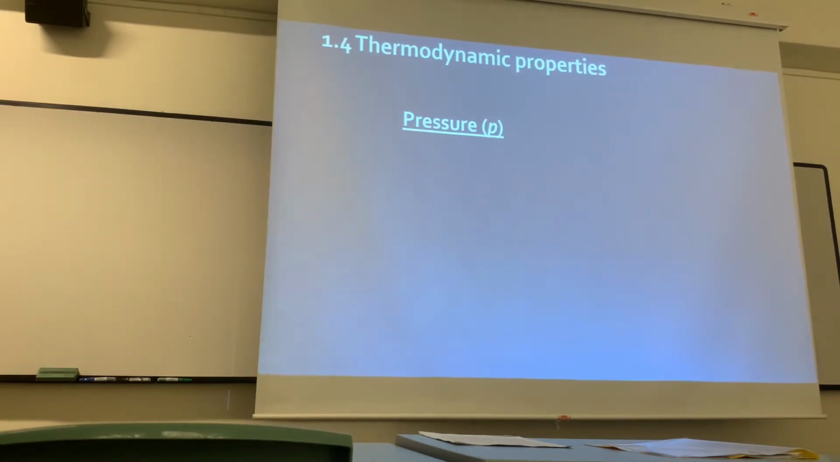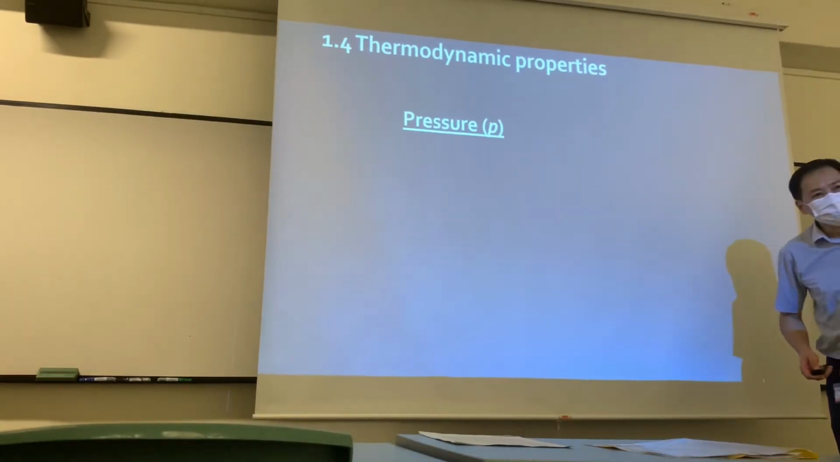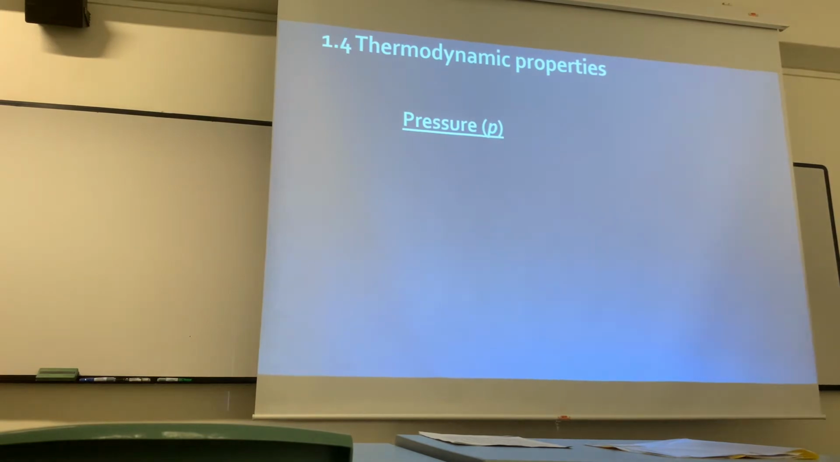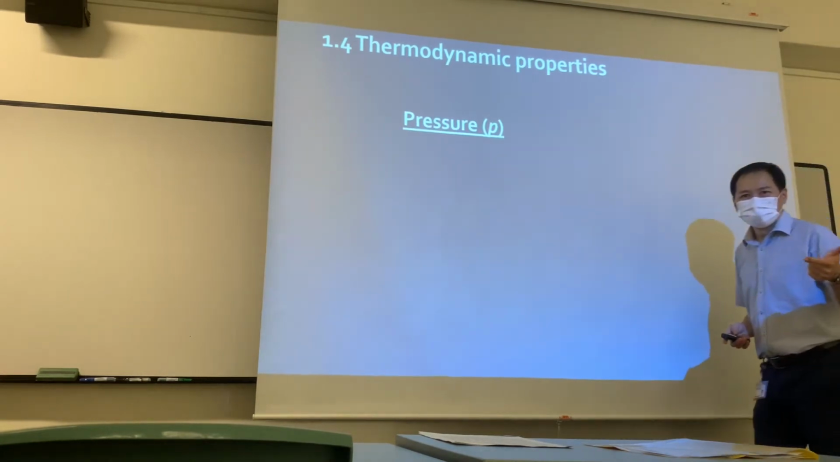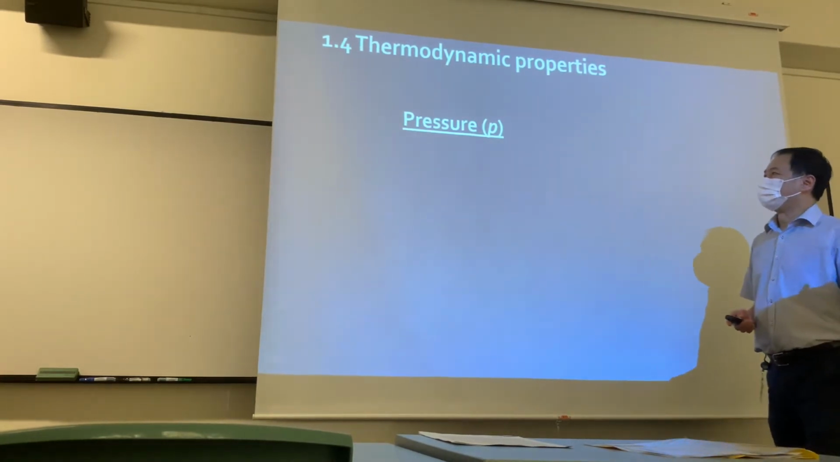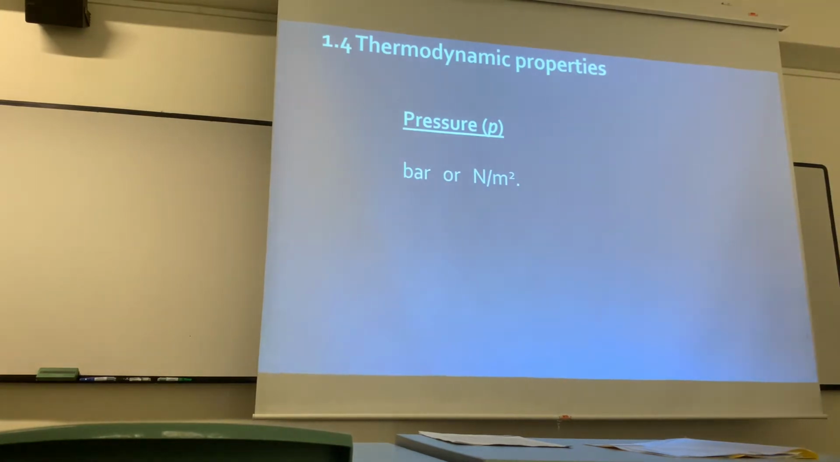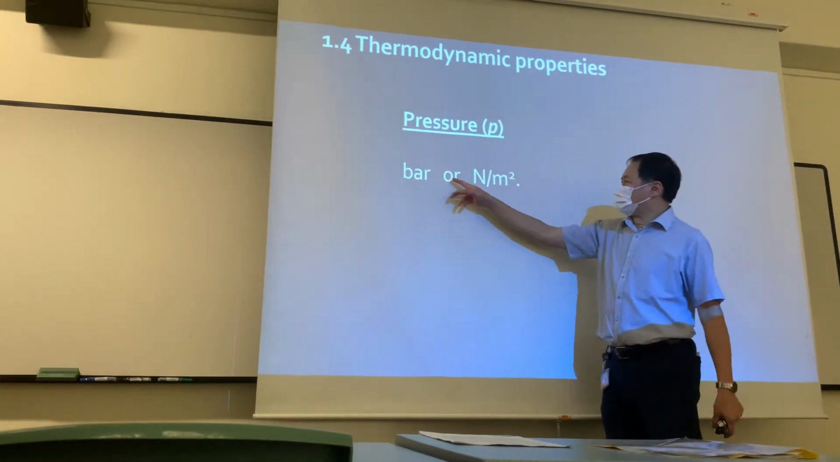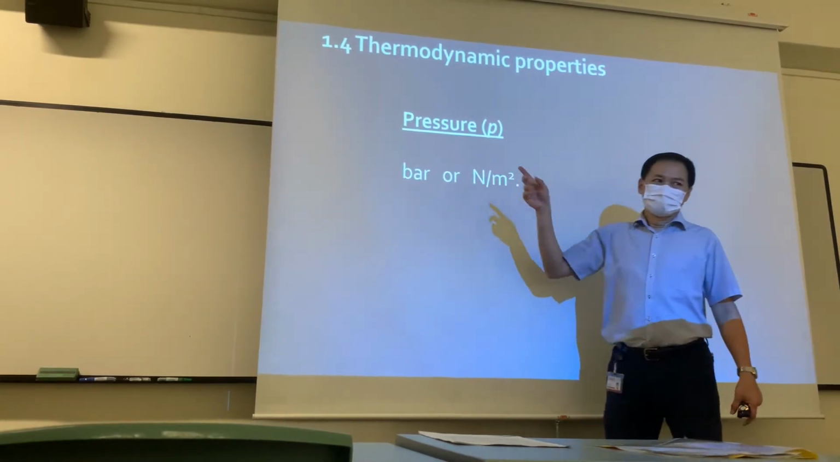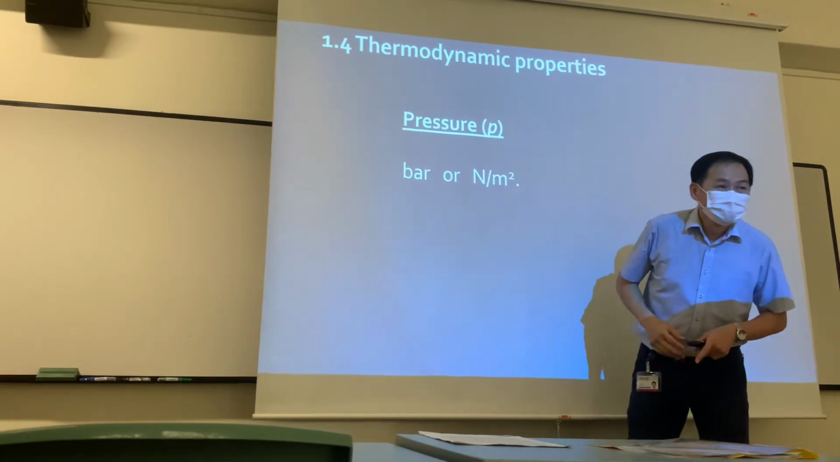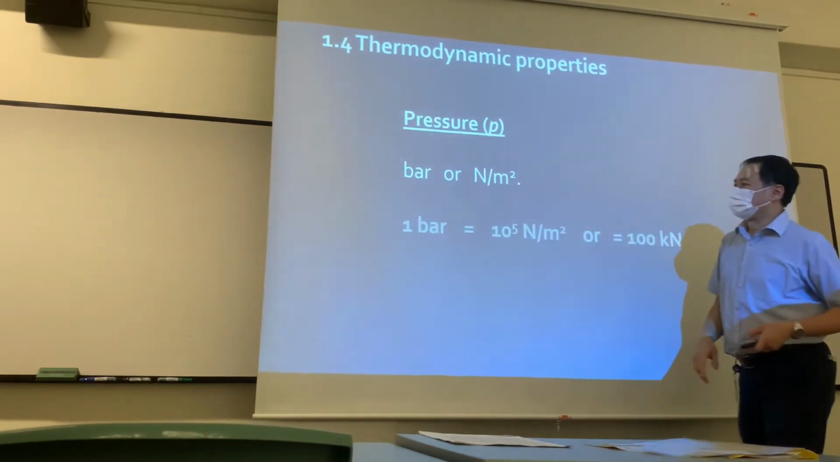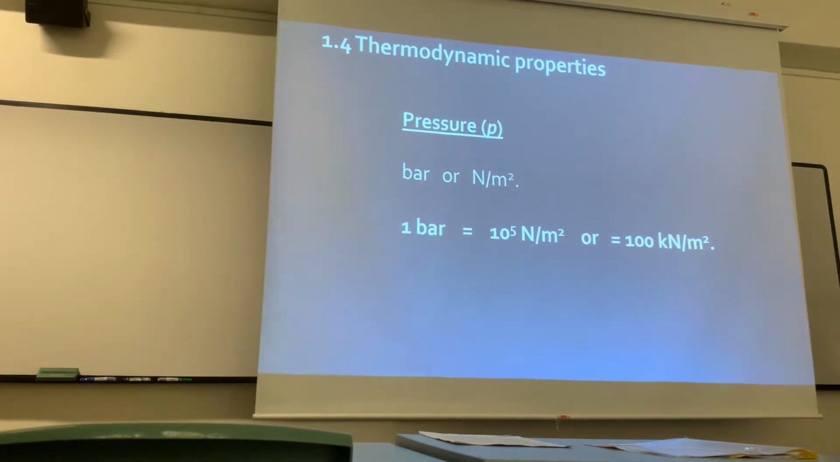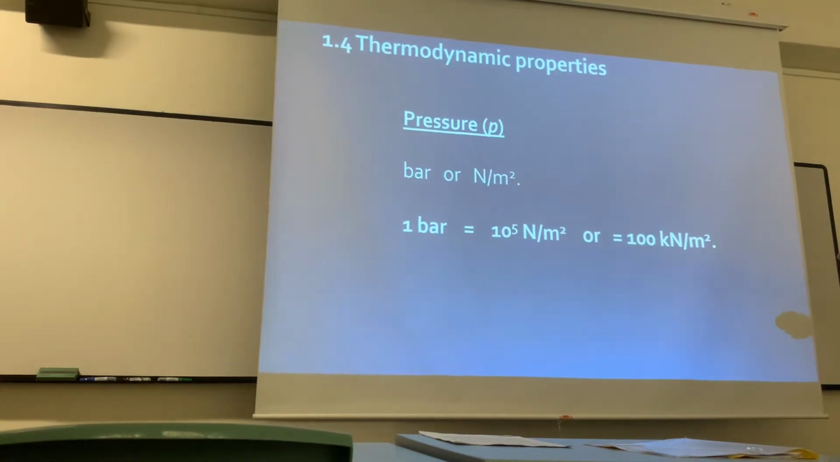Okay, thermodynamic properties. Let me ask you, what is the unit for pressure? Pascal, very good. Any other? Newton per meter square. Yes, very good. Bar, Newton per meter square or Pascal. Now my question is, bar and Newton per meter square, what's the relationship? 10 to the power 5. Yes, very good. So 1 bar is 10 to the power 5 Newton per meter square or Pascal.